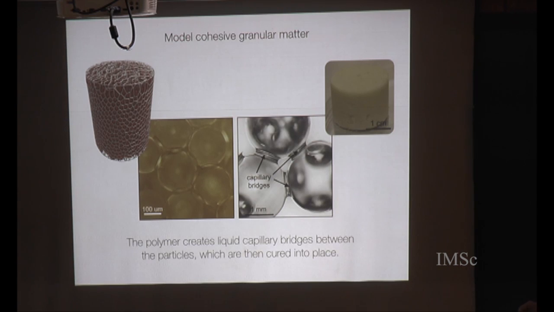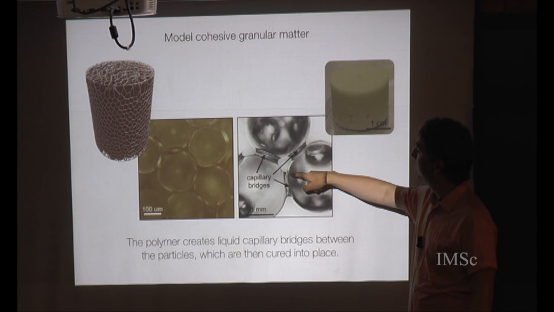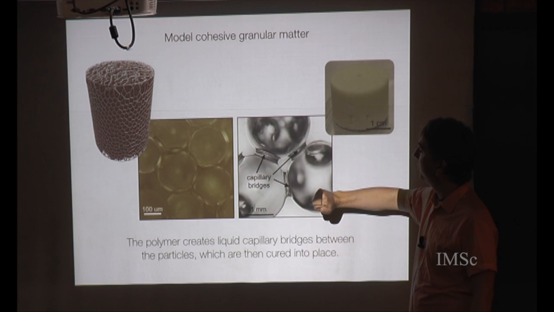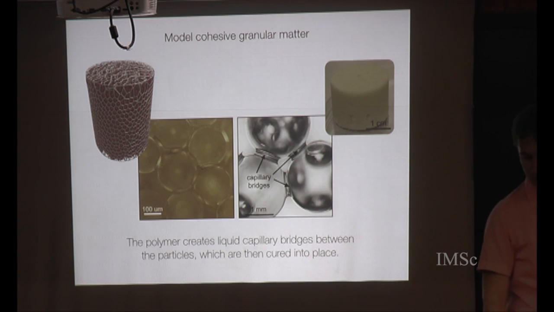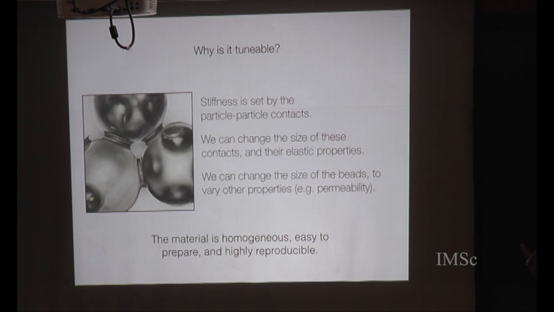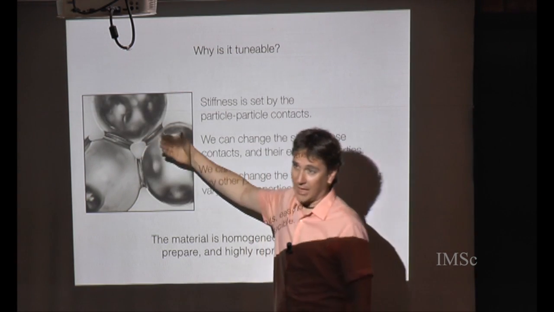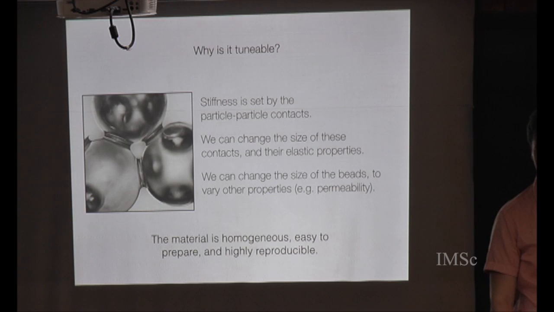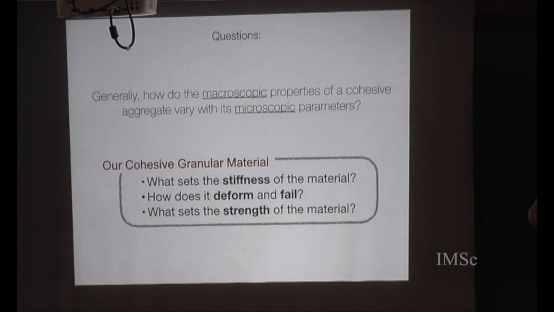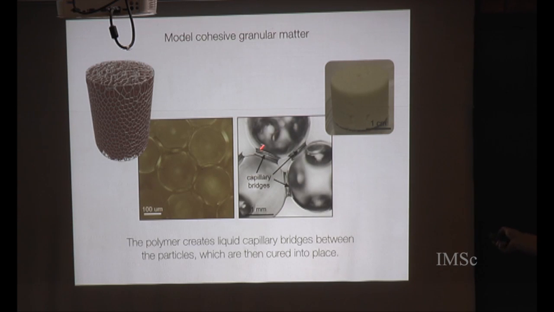So if you look at it under a microscope, if you look close up, you'll see glass beads. You'll see what look like capillary bridges of water or liquid between them, but these will now be rigid and solid in place. It's tunable because we can change the material properties. We can change the stiffness of these bridges. We can make them bigger, we can make them smaller by just adding more or less polymer. We can change the size of the beads, etc. So now the questions we're interested in are how do the macroscopic properties of a block of material like this depend on the microstructure?